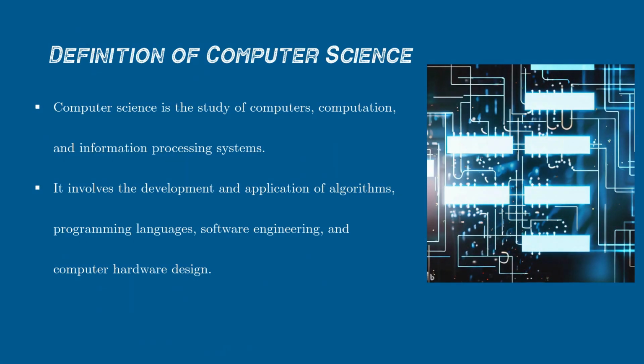Definition of computer science. Computer science is the study of computers, computation, and information processing systems. It involves the development and application of algorithms, programming languages, software engineering, and computer hardware design.